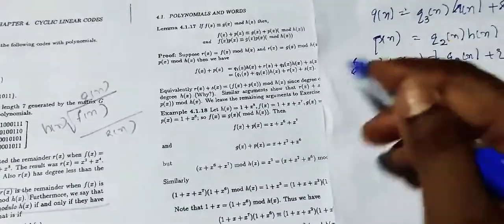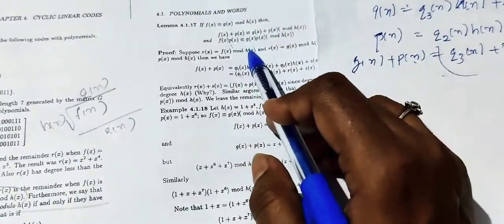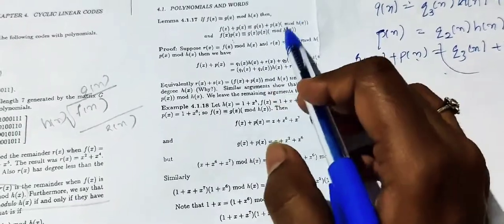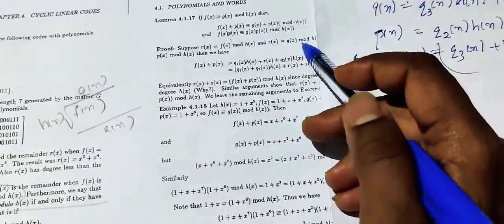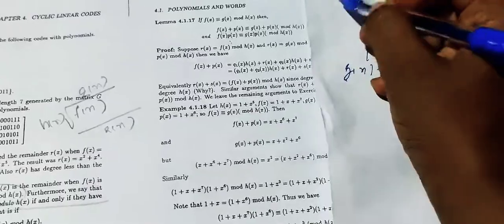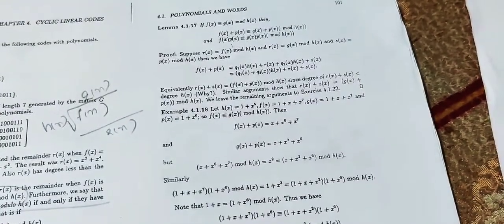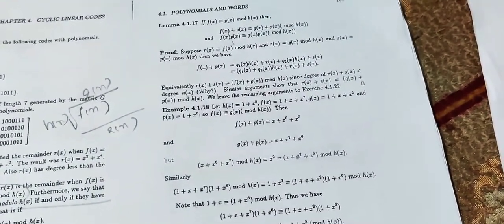Okay. So similarly, we can prove F of x into P of x is congruent to G of x into P of x mod H of x. You already discussed the same things in number theory. So this is a property, and we can prove it the same way. So this is the example, same as this one.